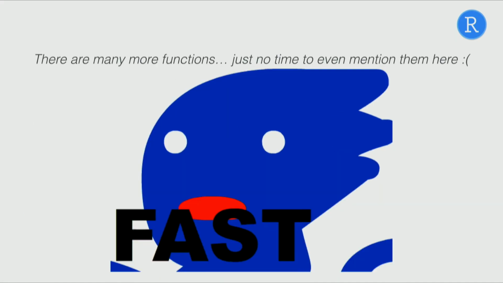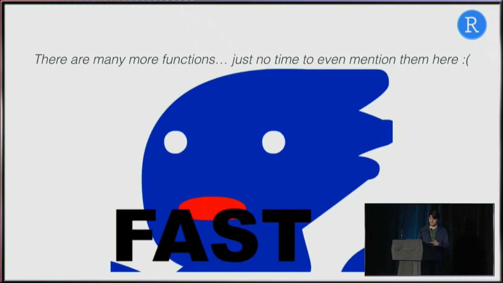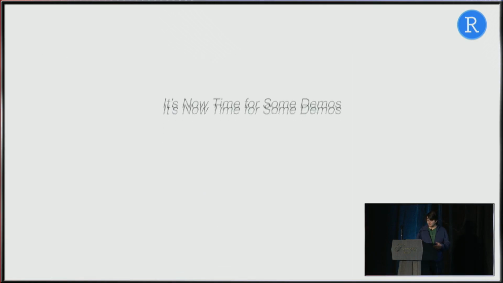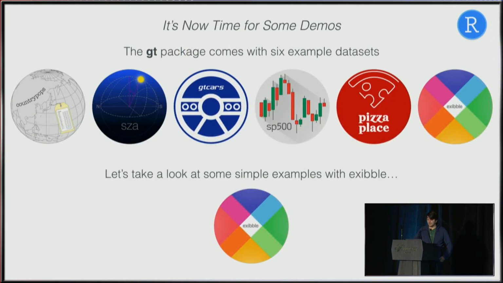Okay, there are tons more functions. There's just no time to even mention them here. I have to move quickly because I really want to get into the live coding bit, which is going to happen in a sec. Tons of demos I want to show you. The gt package actually comes with 6 example datasets: countrypops, sza, gtcars, sp500, pizzaplace, and exibble. We're going to take a look at some simple examples with the exibble dataset. It's only 8 rows, but it's great for making small tables. It's just the right size.